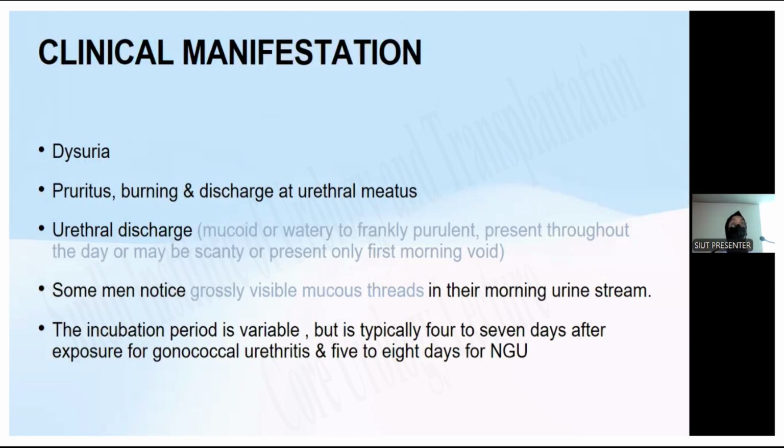The patients will present with complaints of dysuria, burning, pruritus, and discharge at the urethral meatus. The discharge may vary from a mucoid or watery consistency to a purulent consistency. It may be present throughout the day, or only on the first morning void. Some patients have also reported the presence of visible mucus threads, especially in the morning voids.